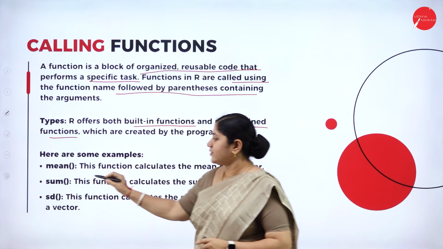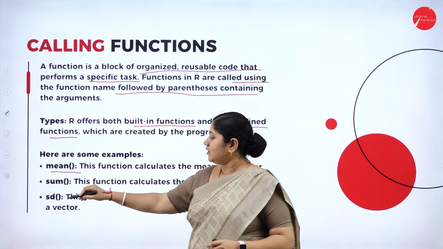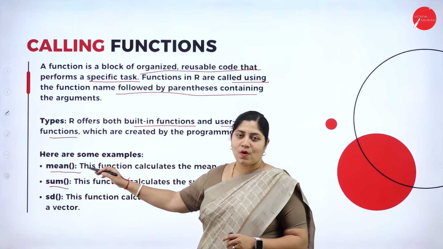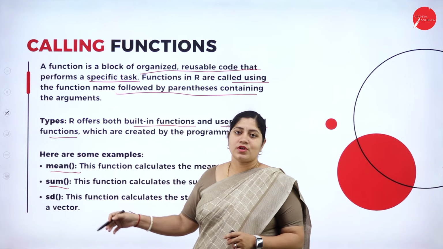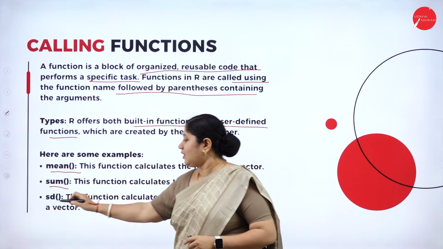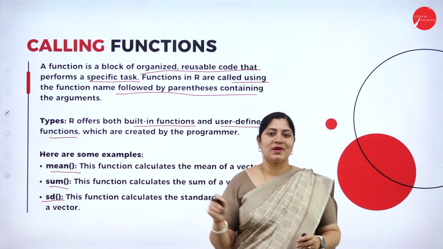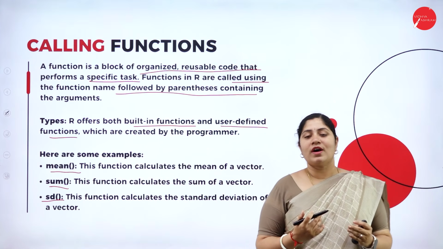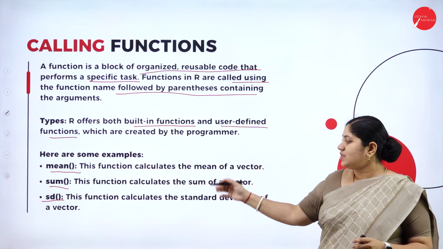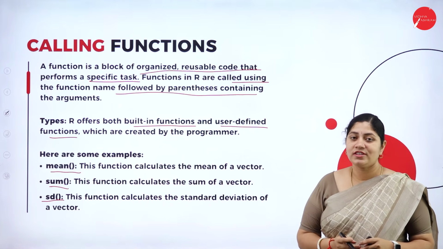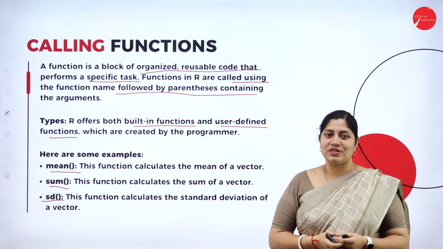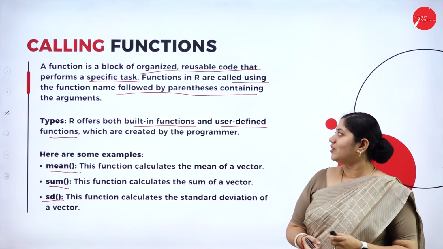We have considered a few examples like mean, then sum. So mean is used to find out the mean of a value, then in order to calculate the sum, we have to go with that sum function. Then SD is nothing but whenever we want to calculate the standard deviation, we can use that directly. So these are a few functions that we can directly utilize in order to perform our operations. All right, let's move forward.